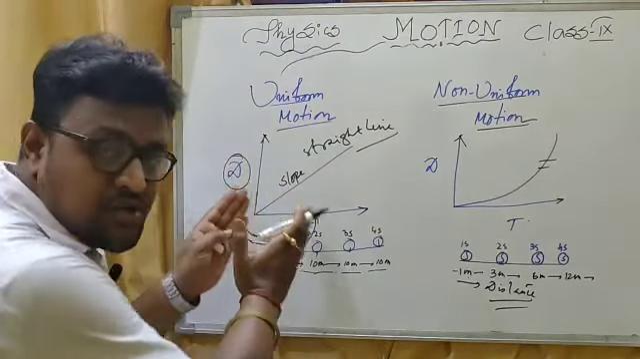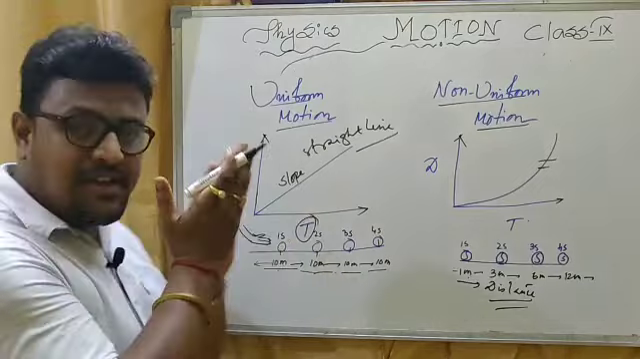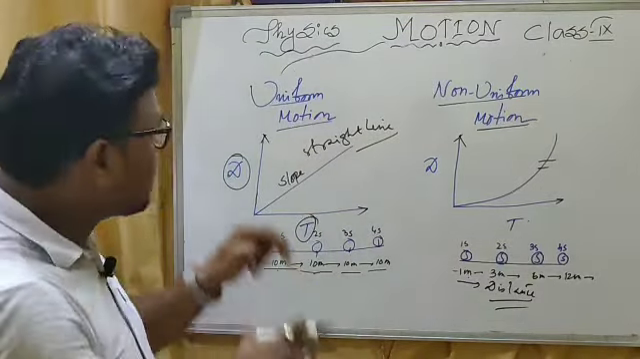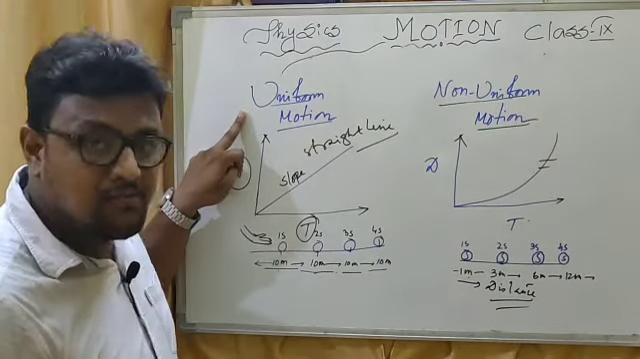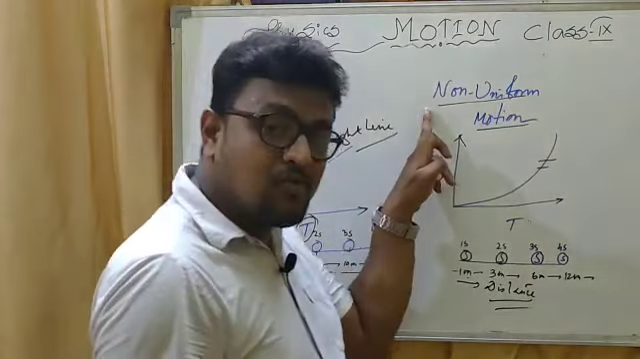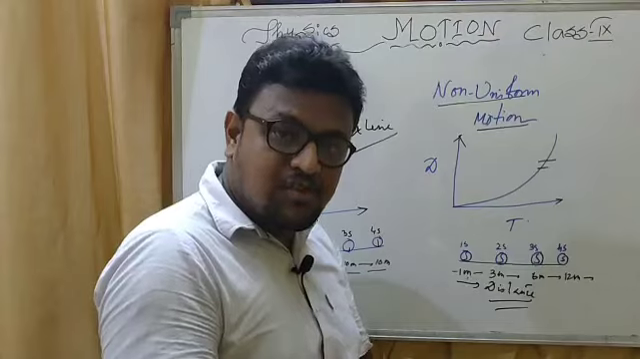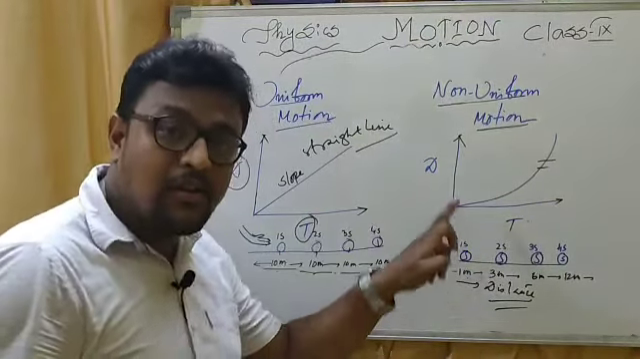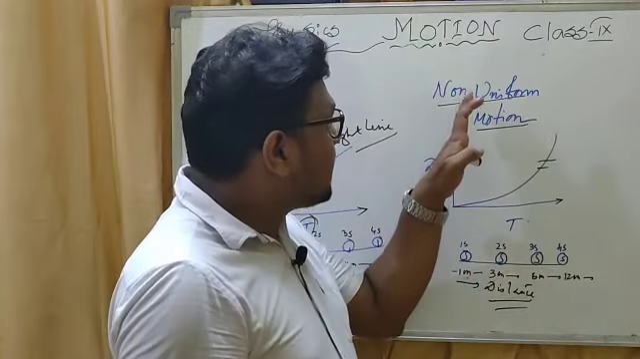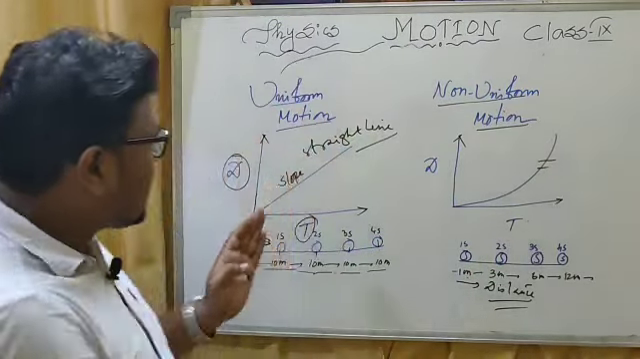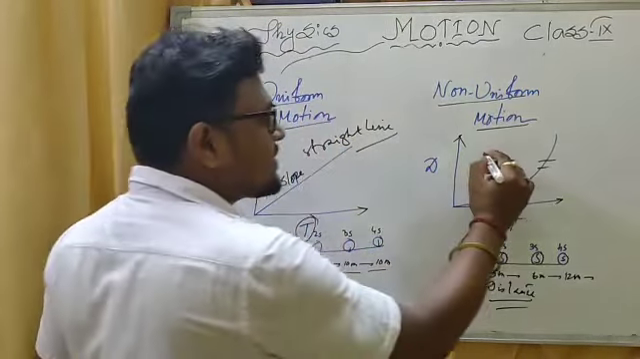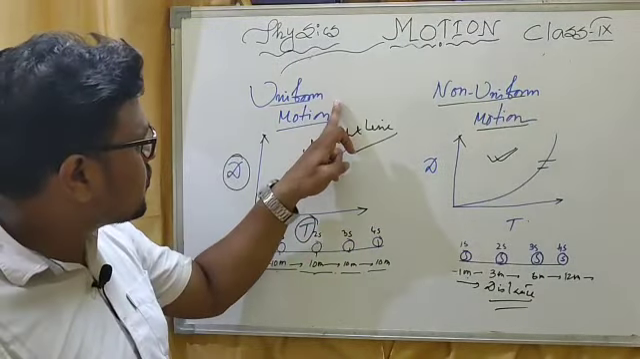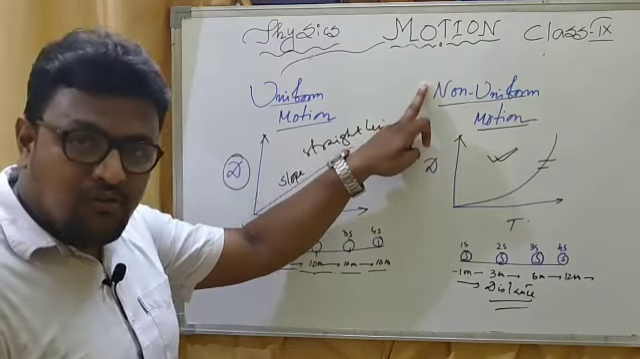So what is uniform motion? Uniform motion means an object changes its position with respect to time by equal distances in equal intervals of time. And what is non-uniform motion? An object changes its position with respect to time by unequal distances in equal intervals of time. That's why this graph is a straight line and this graph is a curved line. That is the basic concept of uniform and non-uniform motion.